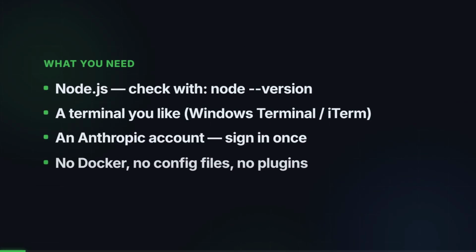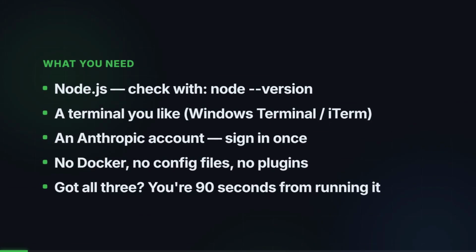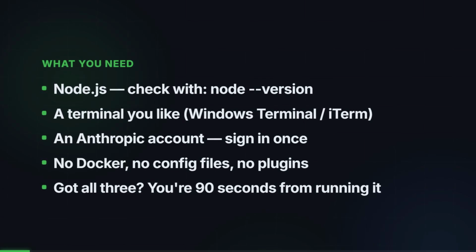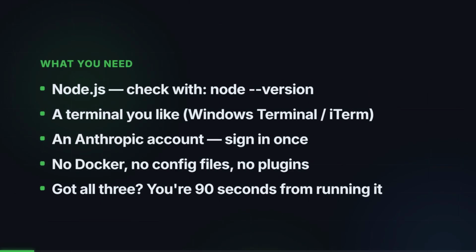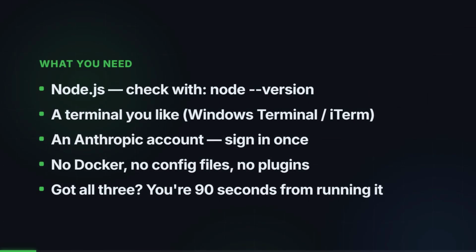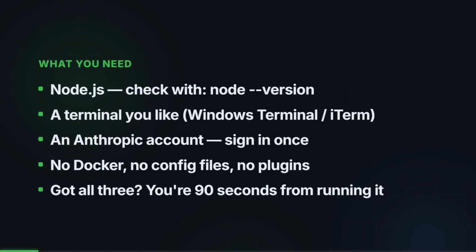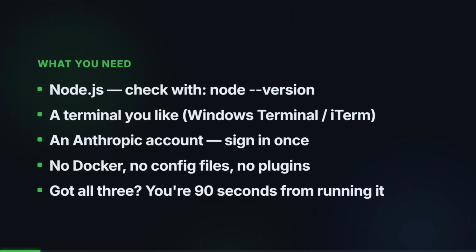Before we touch the terminal, let's get the three things you actually need. And it's only three. First, Node. Claude Code installs through npm, so if you can run node --version and see a number, you're good to go. If you can't, grab the LTS installer first. It takes about 2 minutes.